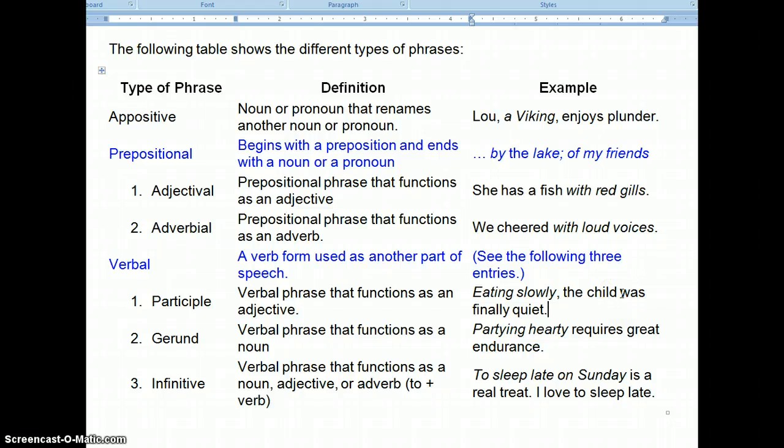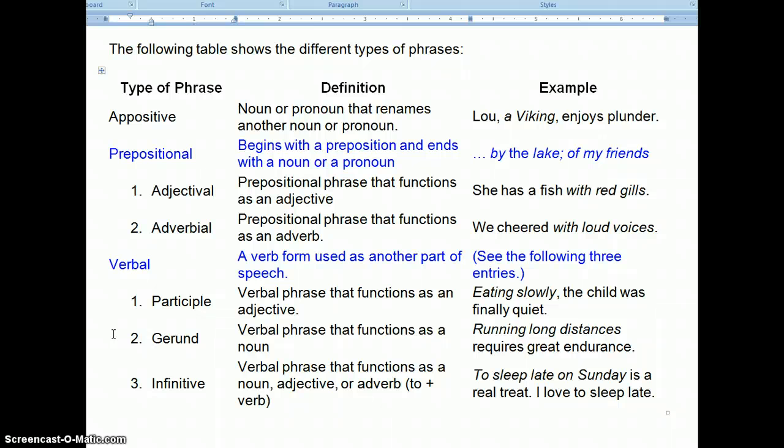The verb here is was. That is your verb. It's a linking verb. So eating slowly is going to describe the word child. Okay? Which child? The one who was eating slowly. That is an adjective. All right? Make sure that you understand was is the verb in the sentence, and this phrase is not. It's an adjective describing child. Okay?